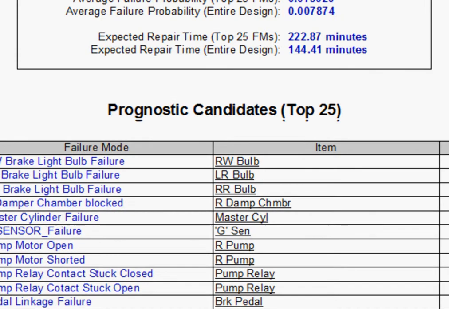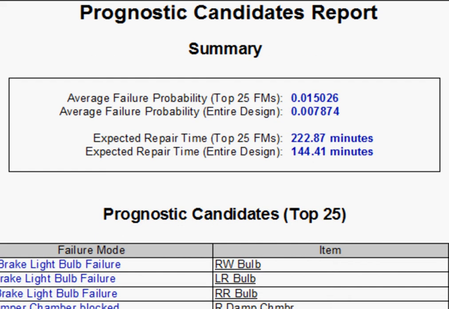At the top of the report is the Summary section. This section contains 2 pairs of metrics. The first pair gives the average failure probabilities for the 25 failure modes in the Prognostic Candidates list, and for all failure modes in the design. This allows the analyst to compare the likelihood of one of these candidates failing to the overall likelihood of failure. The second pair gives the expected or failure probability weighted repair times for the 25 failure modes in the Prognostic Candidates list and for all failure modes in the design. This allows the analyst to compare the expected time to repair one of these failures with the overall expected repair time for that system.